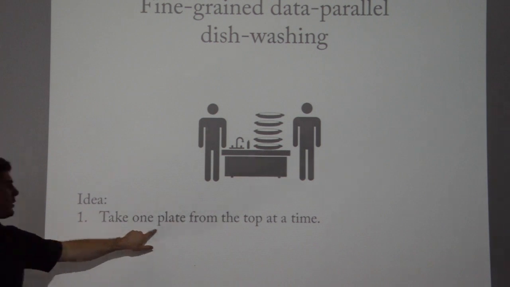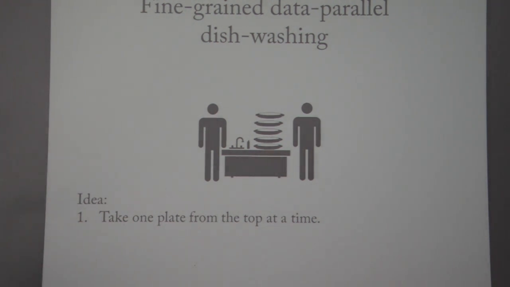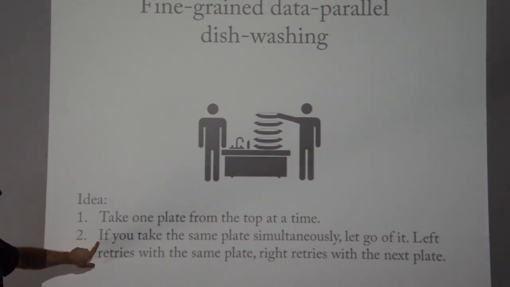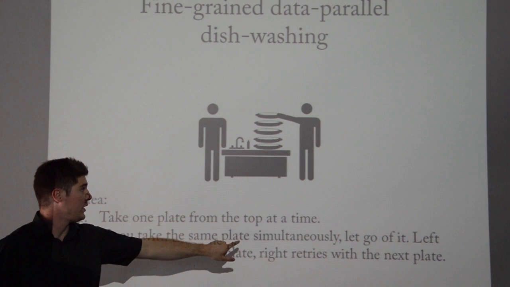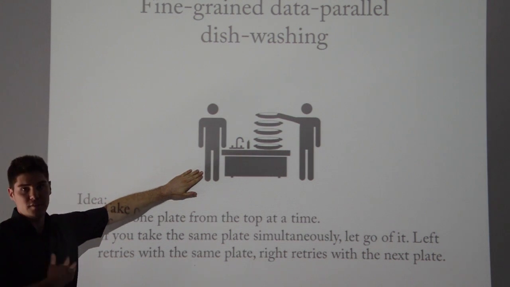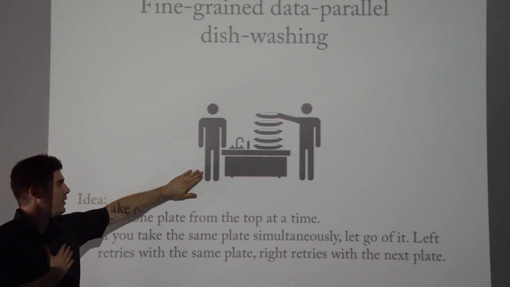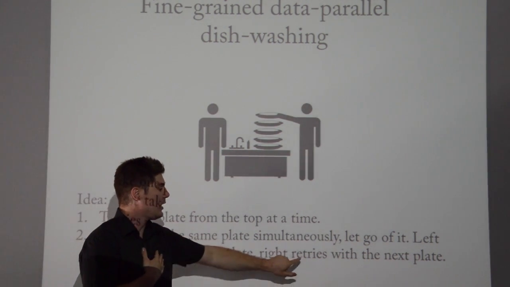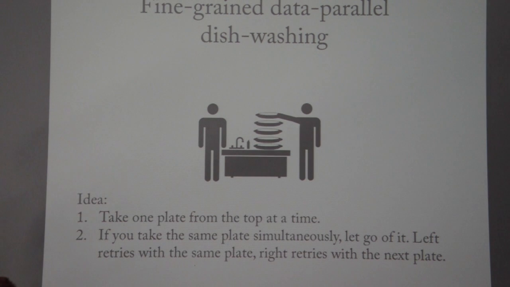And first he needs to take one plate from the top at a time. So he takes the first one. And then if he takes the same plate simultaneously as the other worker, and he can feel that due to some force being applied from the other side, he should let go of it. And then the left worker knows that his idea is left worker. I'm the left guy. I will then retry with the same plate, whereas the right says, I'll retry with the next plate. This is how they synchronize, in case something like this happens.